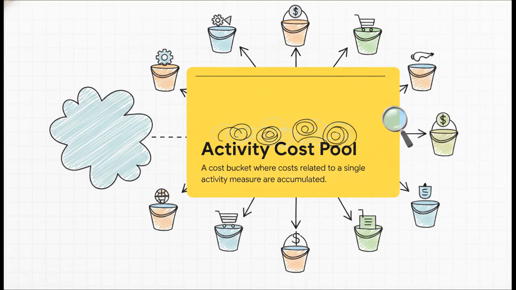Instead of one giant, messy pool of overhead costs, ABC identifies specific events that cause costs to occur, like setting up a machine or processing a customer order. Whenever an activity consumes overhead resources, the costs tied to that activity get tossed right into that specific, dedicated bucket.